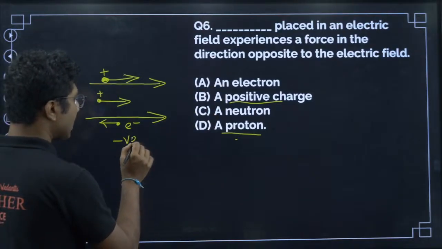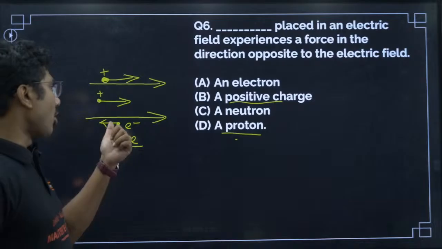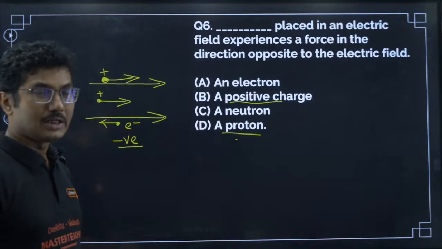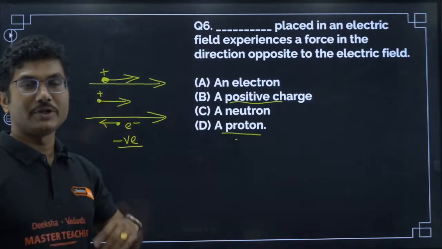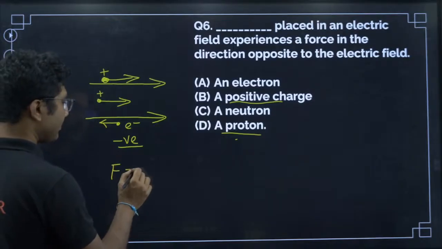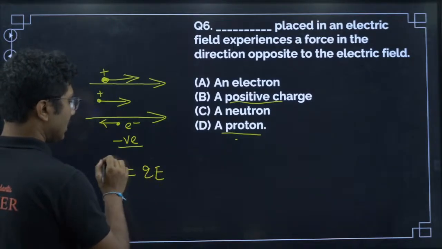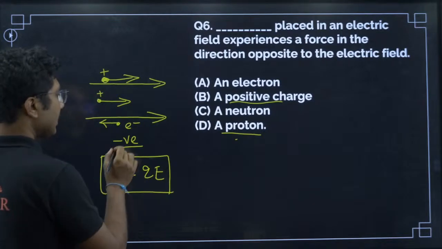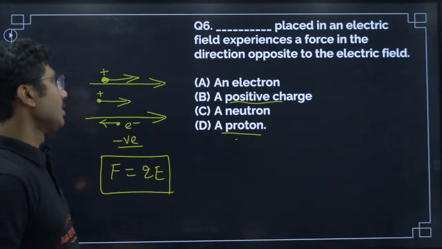Any negative charge will always move in the opposite direction of the electric field. Positive charges will move in the direction of the electric field. Okay, and the force experienced by them is equal to Q into E. This is the expression for force. This is the direction of motion, right.